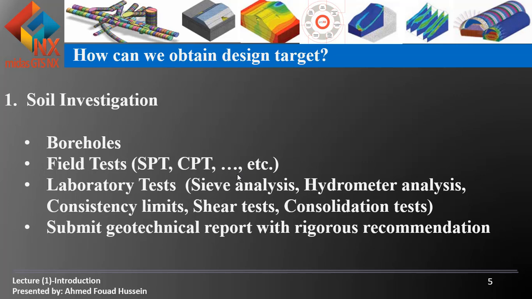Hydrometer analysis is for fine soil. All the soil passing sieve number 200, we take it and submit it to hydrometer analysis to classify the particle diameters. We have consistency limits, or Atterberg limits. From this experiment, we obtain three main parameters: the liquid limit, the plastic limit, and the plasticity index. Those are very important parameters we need from this experiment.